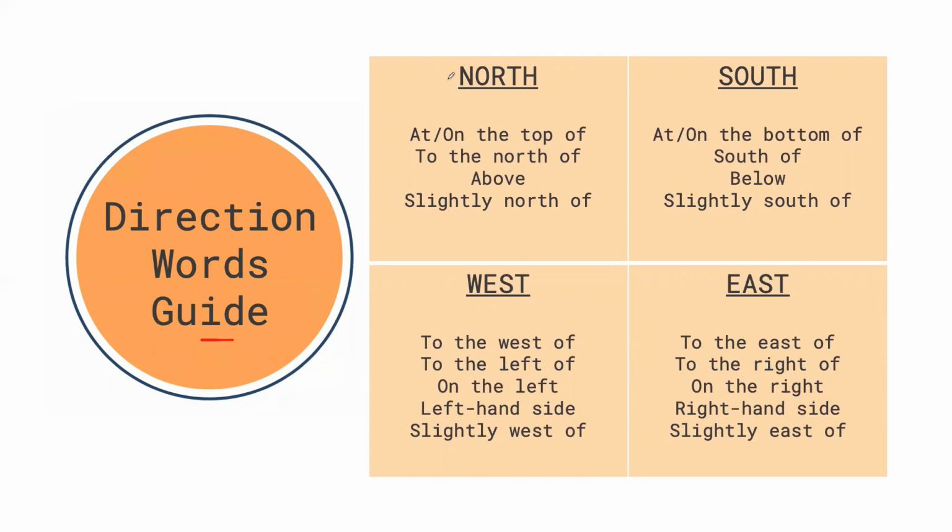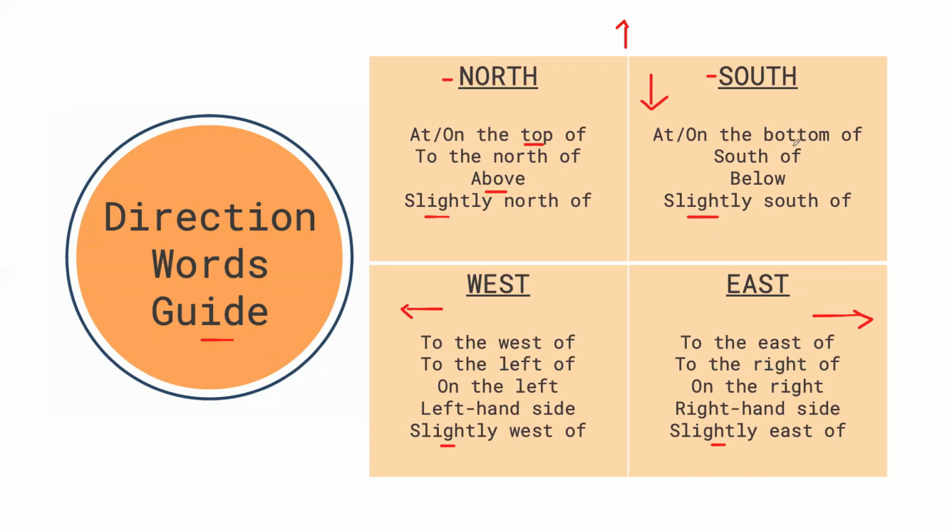Now, I've got a table with north and south. So north, if we think of a compass, and south down here. West, which would be going to the left, and east, which would be going to the right. I would suggest looking over these phrases. Now, the speaker might say on the top of or above to give directions that are north. You could also say to the north of something or slightly north of, which would be just a bit. Okay, slightly I've included in this table a few times because it's quite popular.